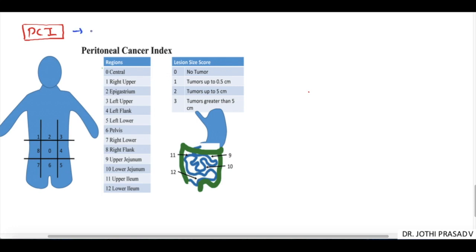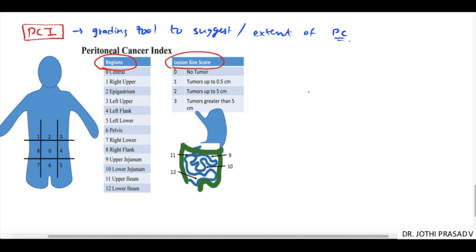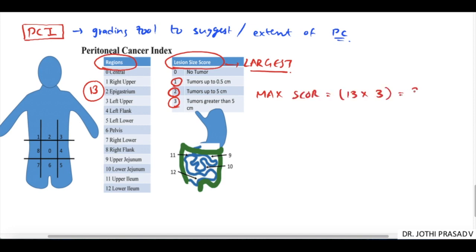PCI is the peritoneal cancer index, which is nothing but a grading tool to suggest the extent of peritoneal carcinomatosis. It basically consists of two variables: the distribution of the surface malignancy and the size of the nodule in each of these regions. The abdominal cavity is divided into 13 regions, and the size of the largest nodule in each region is taken into account and specific grades are given. So the maximum possible score is 13 into 3, which is 39.